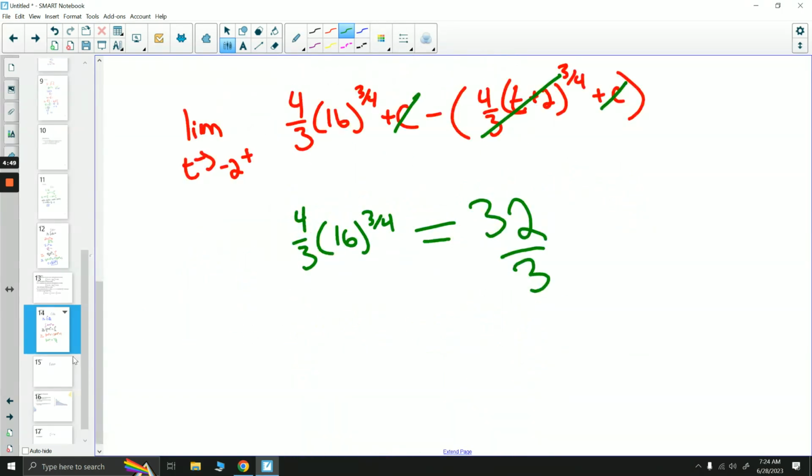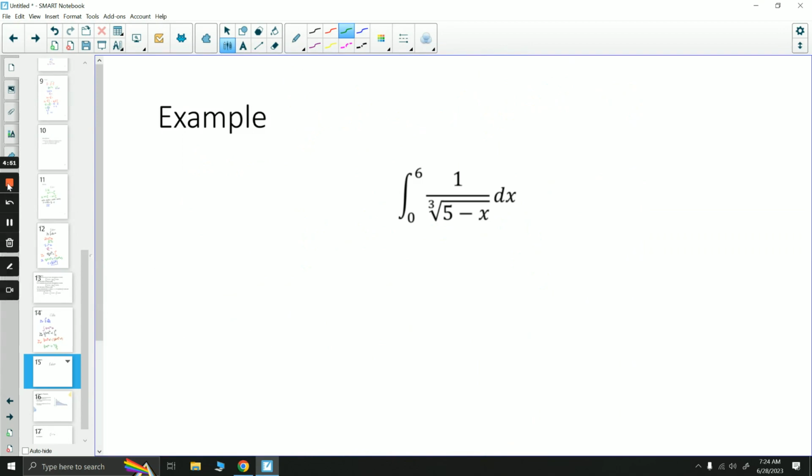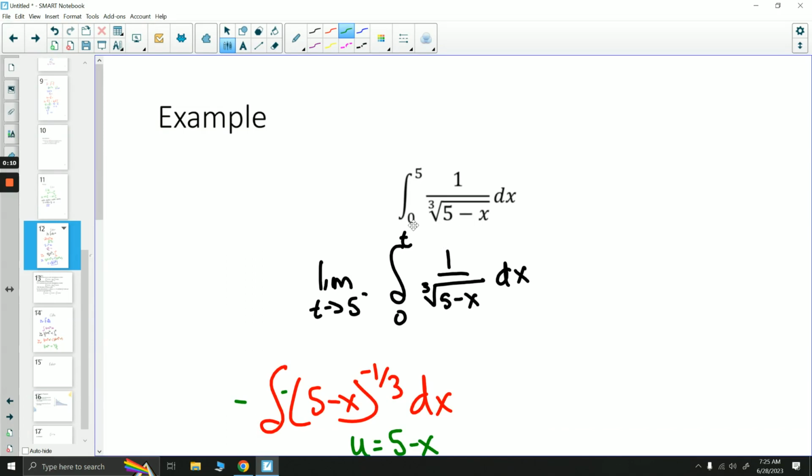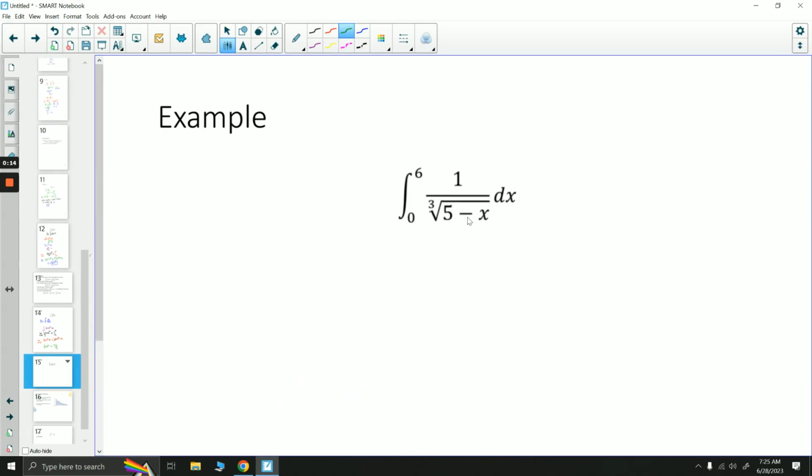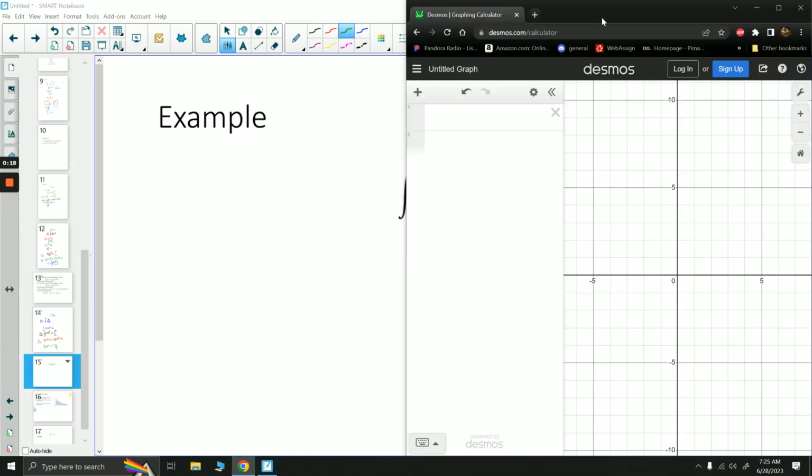Let's take a look at another one. So we have the integral from 0 to 6 of 1 over the cube root of 5 minus x. Now this should be familiar. We've already done this. But notice in our first one, we did from 0 to 5. 5 was problematic. But now we're going from 0 to 6. So we're passing over the problematic point. Let's take a look at this thing.